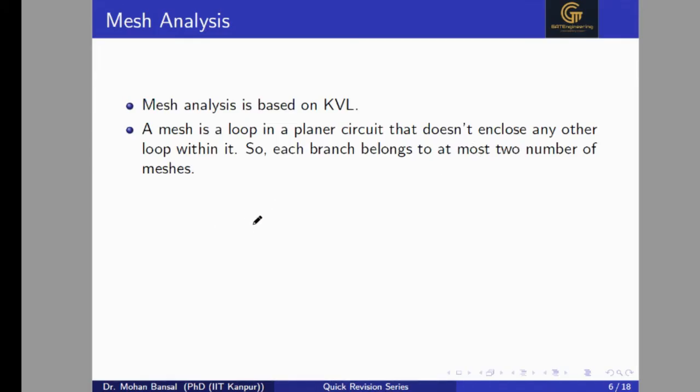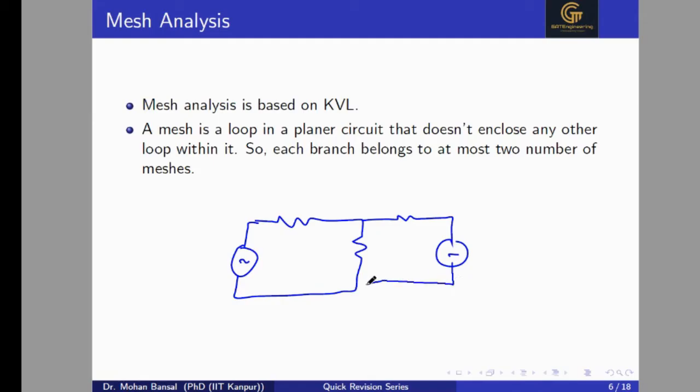within it. That means if we have some network like this, so this is one mesh, this is another mesh, but this is not a mesh. This is not a complete mesh, because a mesh is a loop in a planar circuit that doesn't enclose any other loop within it. So this is not a complete mesh, but this is a super mesh. We have two meshes: one is the left one, the second is the right one, and the complete one is a super mesh.